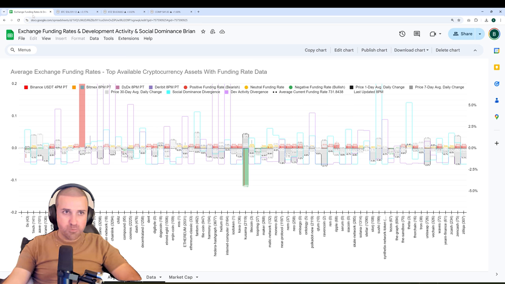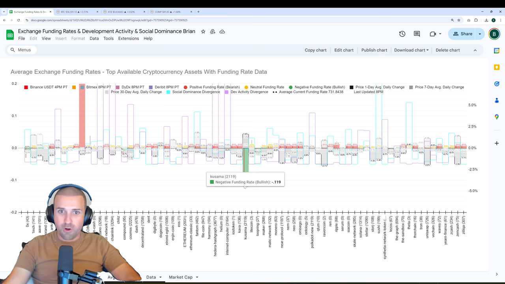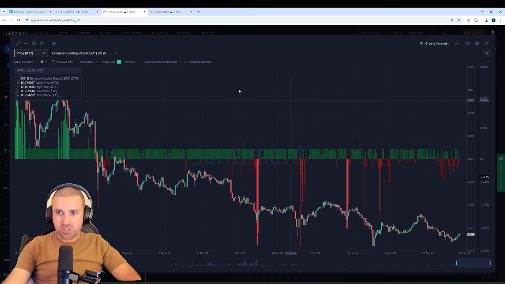A few other examples based on this model. Notice Tezos. I know they're all being dwarfed by this Kusama funding rate here, but notice that Tezos is in the green as well, negative 0.018. So I opened up this chart here. And yeah, sure enough, on Binance, quite a bit of red here.